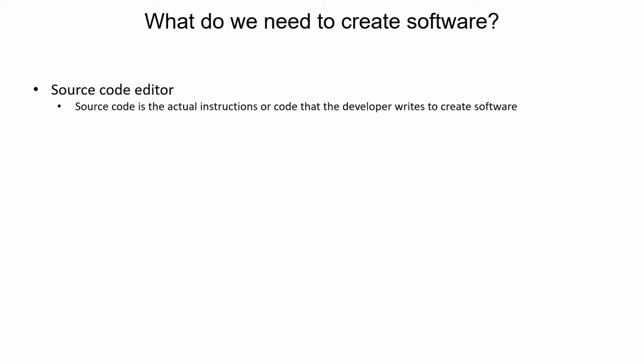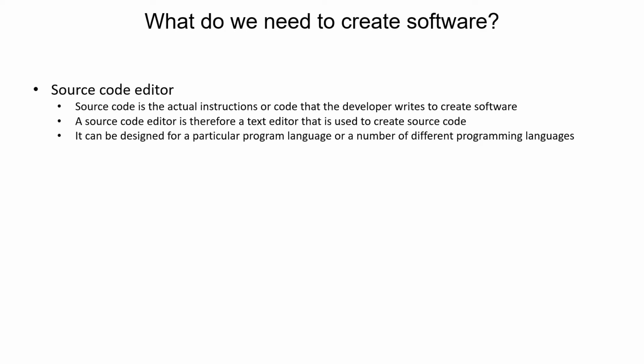First of all, source code is actually code that the developer writes to create the software. It is the source code of the software, hence the name source code. So a source code editor is simply a text editor that is specialized specifically for writing code or software programs. A source code editor can be designed for a particular programming language or a couple of programming languages.